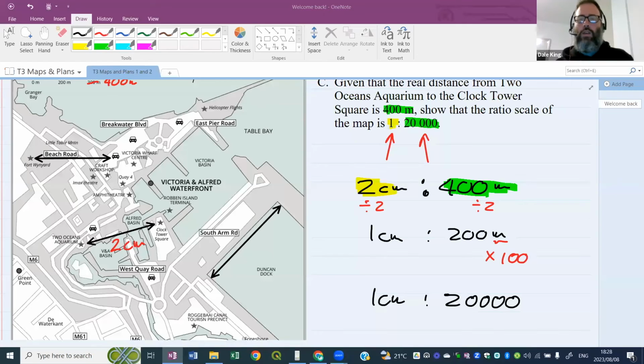Yes. Okay. So yes, based on the information they give us, they give us one, we've got to measure the other. They gave us that the real world distance is 400 meters, and they tell us that it's that line there on the map. So you measure that line and you get 2 centimeters. This is measured. So I'm going to write a little word here. Measured. And this one was given in the question.